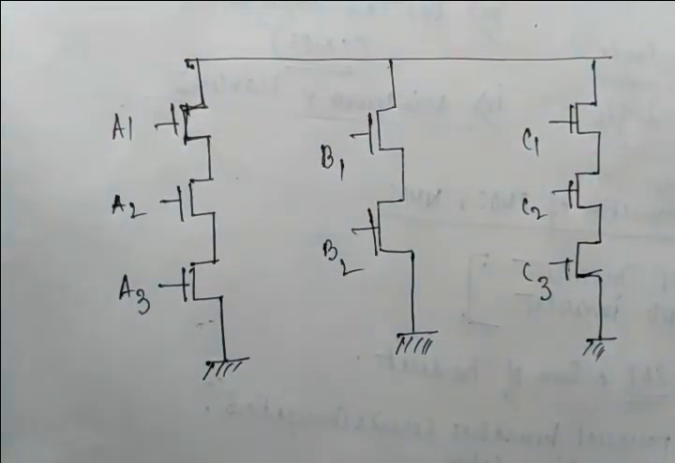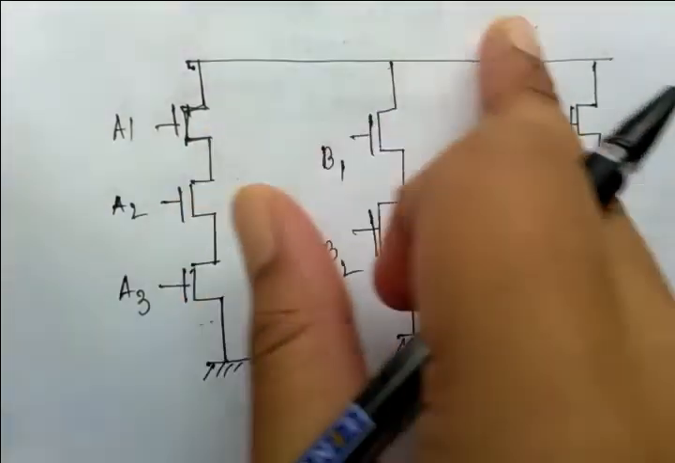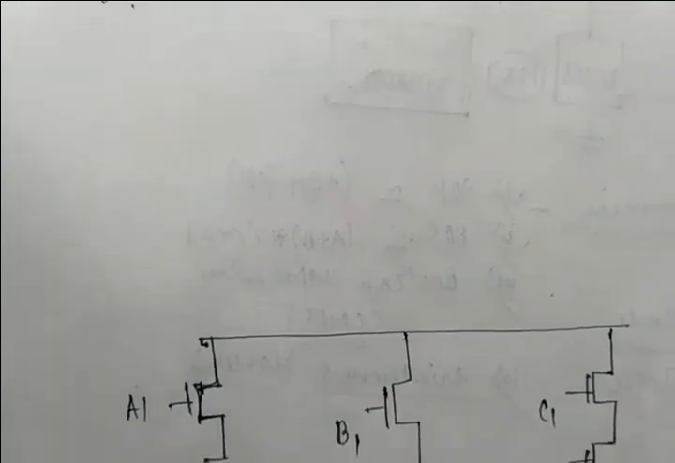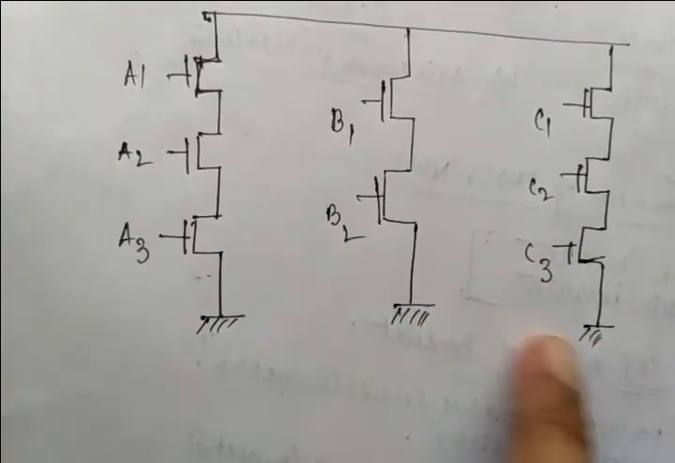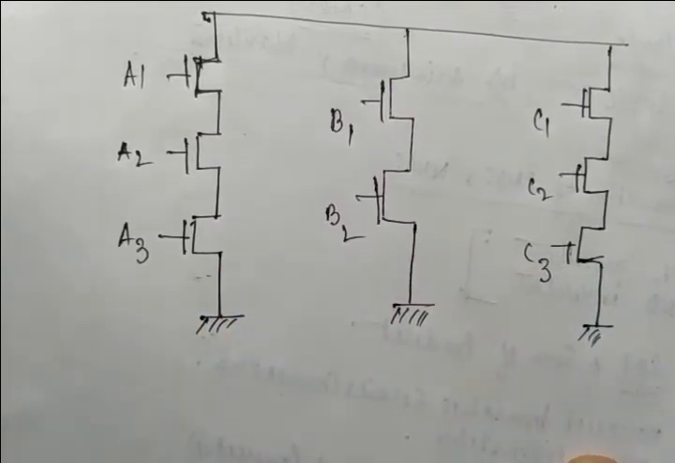Clear? So whatever design we are given, whatever expressions we are given, it will be much easier for you to get the logic and to implement that logic at the circuit level. Clear? So this is your pull down section. And what is your pull up section? Please ensure that these lower terminals are all grounded. You can short them or individually connect them to ground.